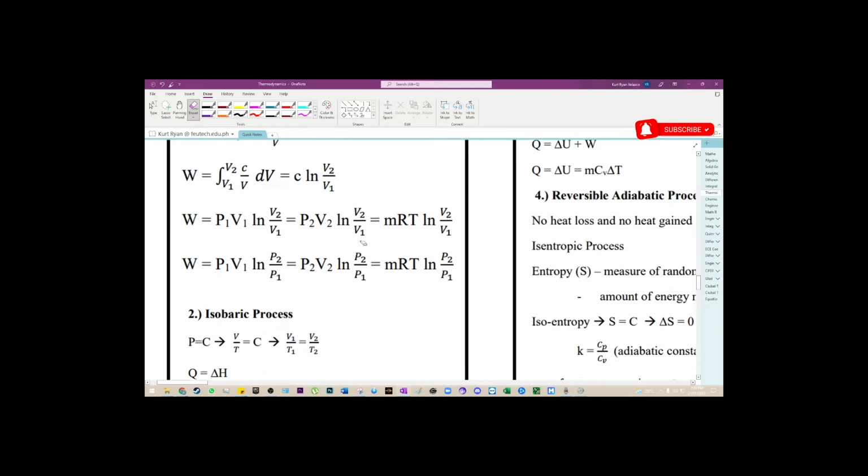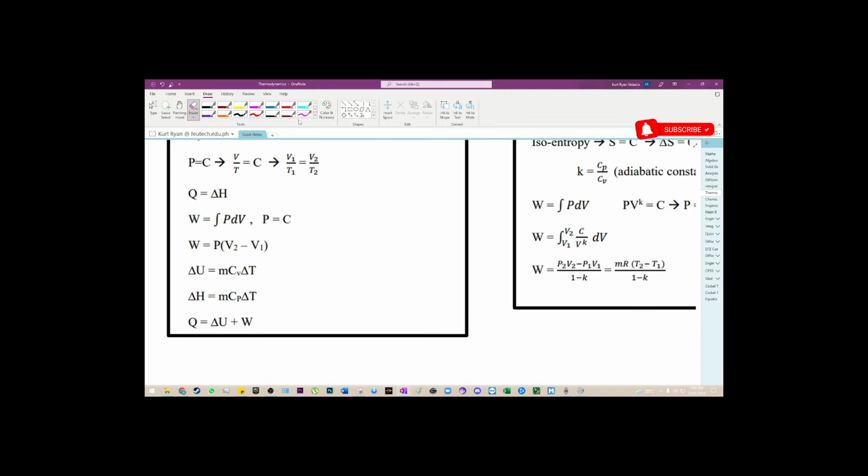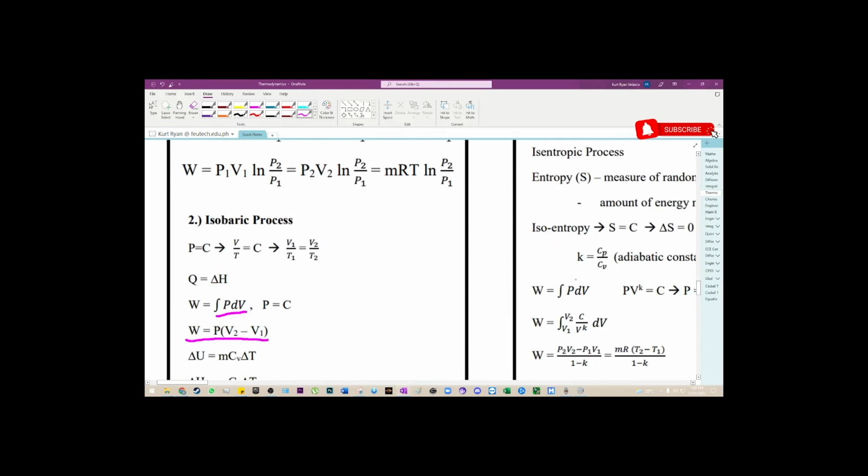So next we have the isobaric process, in which the pressure is constant. Q here will be just equal to the change in H. Work here will just be the integral of P dV, and pressure of course is constant. So you just have a simple formula of P times the difference of volume, V2 minus V1, or change in volume. Change in U here is mcv delta T, and change in H is mcp delta T. Then Q here will be change in U plus work.